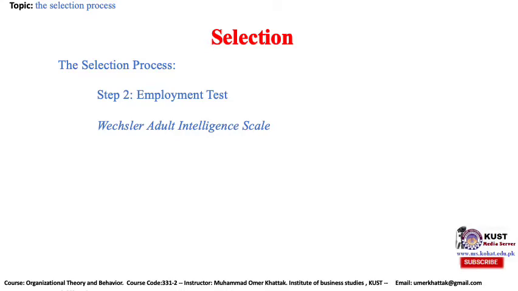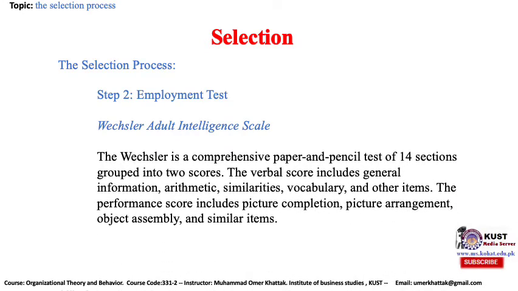Wechsler Adult Intelligence Scale. The Wechsler is a comprehensive paper and pencil test of 14 sections grouped into two scores. The verbal score includes general information, arithmetic, similarities, vocabulary, and other items. The performance score includes picture completion, picture arrangement, object assembly, and similar items.